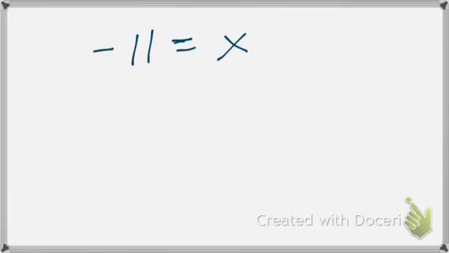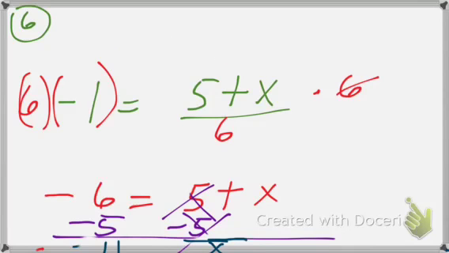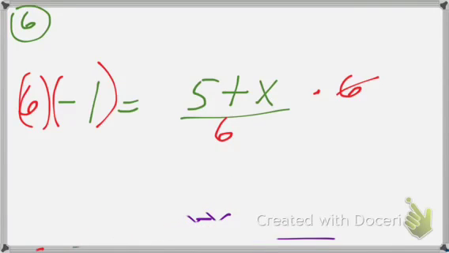I'm going too fast? Okay, I'll slow down. Okay, you want me to go back one step? I'll go back one step if you need me to. So let's go back to the previous step right here. So the previous step, we're going to erase this. Okay, so I'm going back to step 2. Step 2, we had negative 6 right here. Can you see that? That's 6 times negative 1.